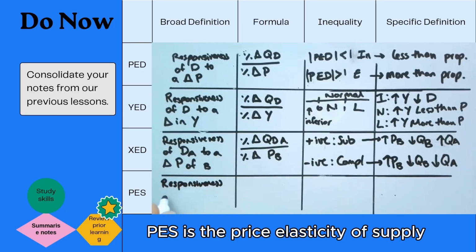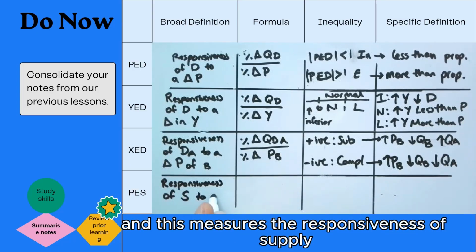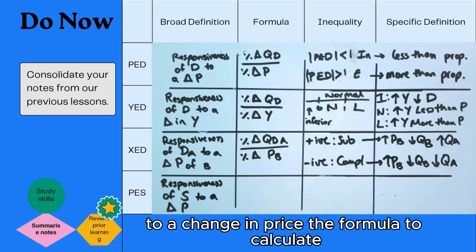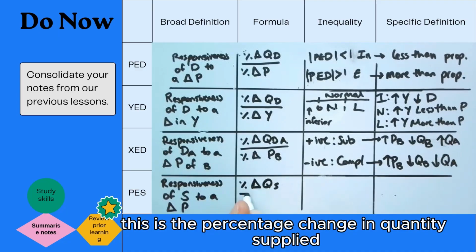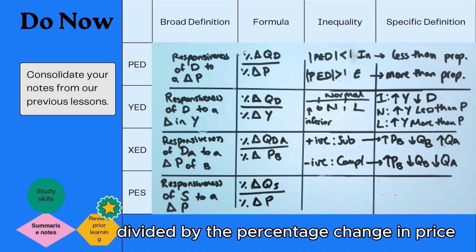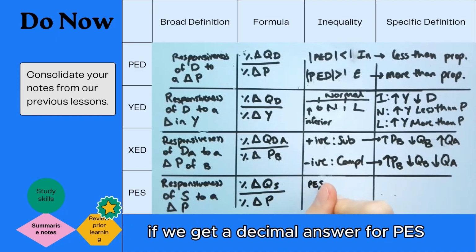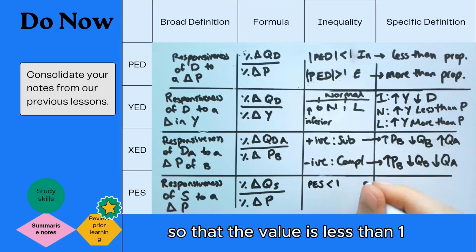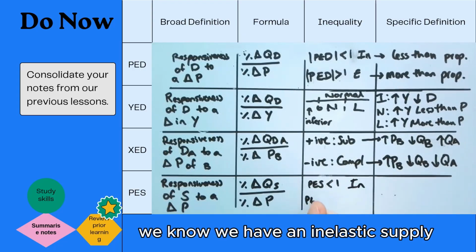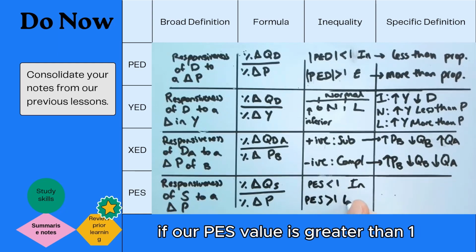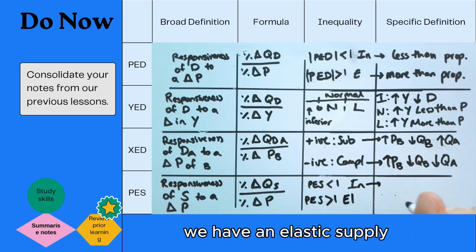PES is the price elasticity of supply, and this measures the responsiveness of supply to a change in price. The formula to calculate this is the percentage change in quantity supplied divided by the percentage change in price. If we get a decimal answer for PES, so that the value is less than 1, we know we have an inelastic supply. If our PES value is greater than 1, we have an elastic supply.